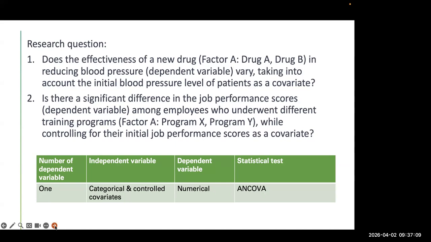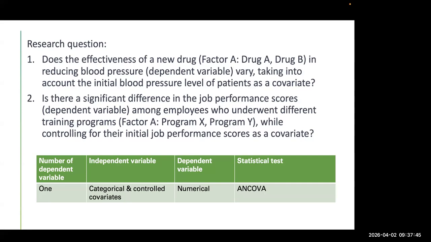Okay, so your job performance score is your dependent variable. You only have one. And then it is numerical data. Okay, and then among employees who underwent different training program X or Y, you control their initial job performance score. Because we believe that the initial job performance score will affect the effectiveness or the performance score later on. So we want to control that one. So that one is known as a covariate.